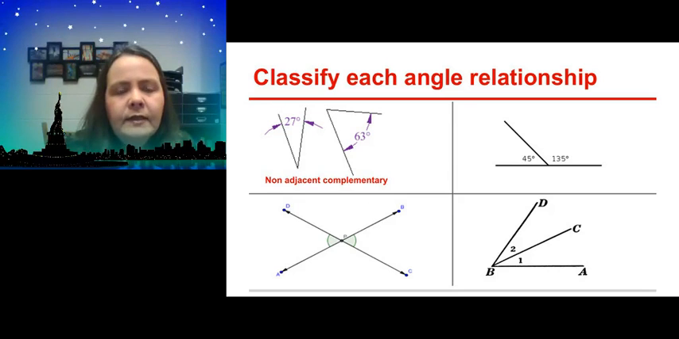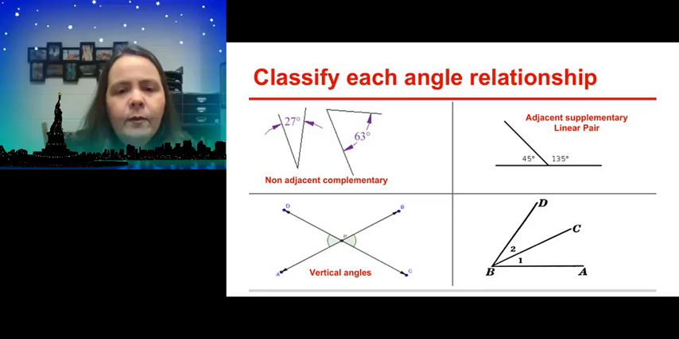When I look at the next example, I have the 45 and the 135. I can see that those are adjacent because they share a side. 45 plus 135 is 180. So those are adjacent supplementary angles, but they're also a linear pair. And it's important to note that both terms can be used there. And then in the next example on the bottom left-hand side, I have the two angles that are opposite each other marked, and they are sharing a common vertex. So those are vertical angles.